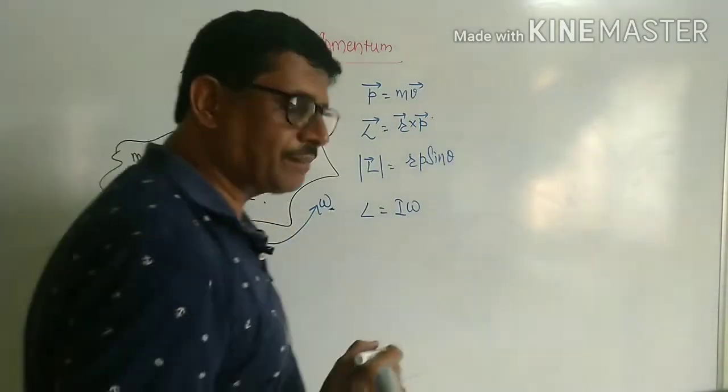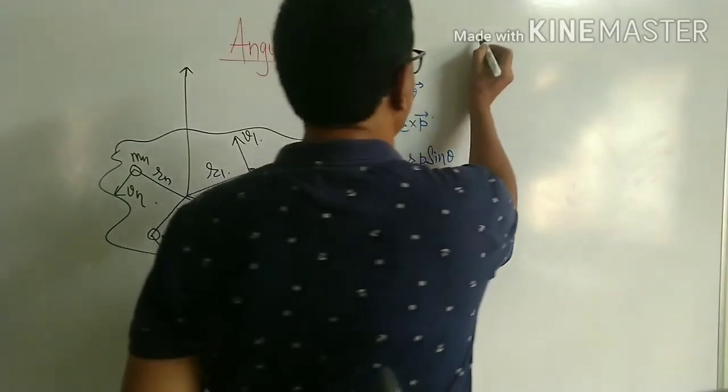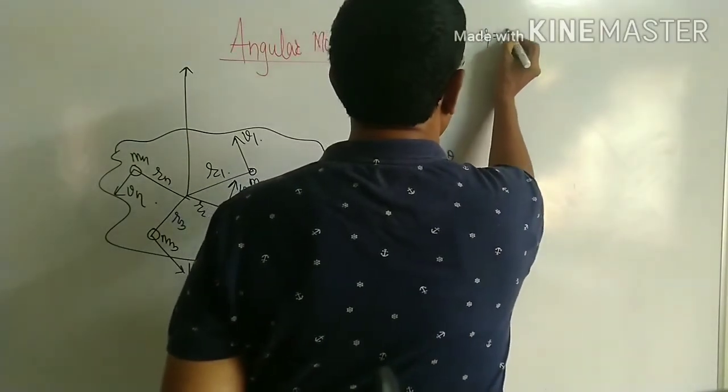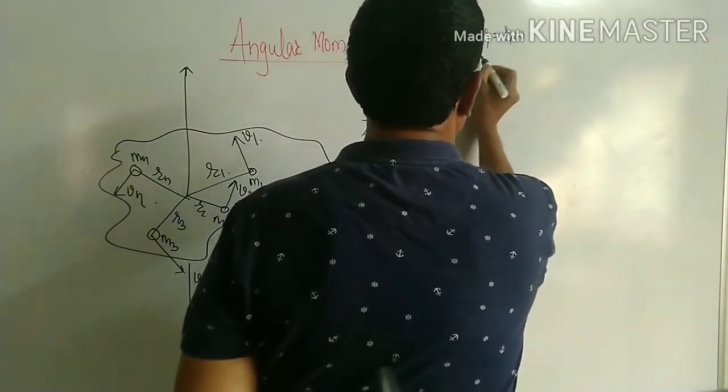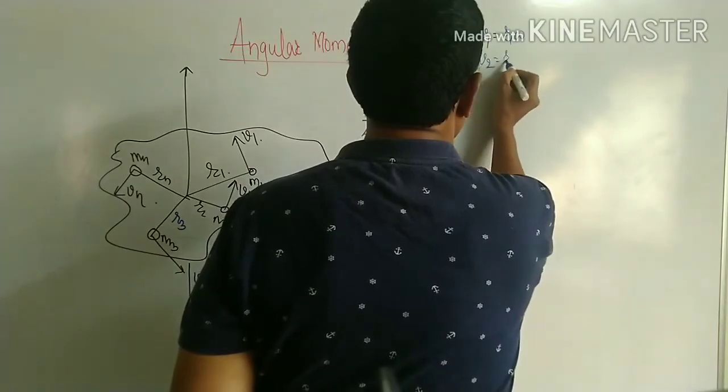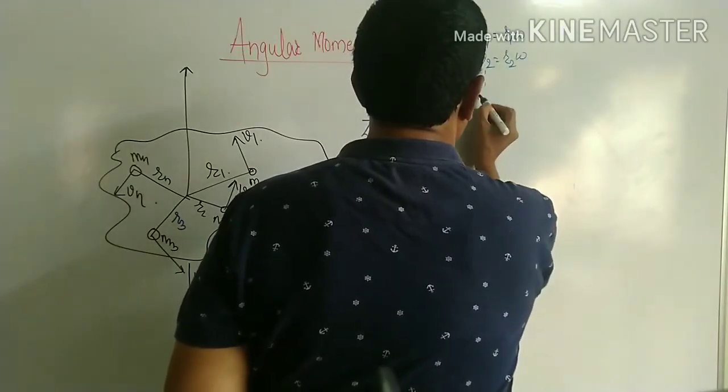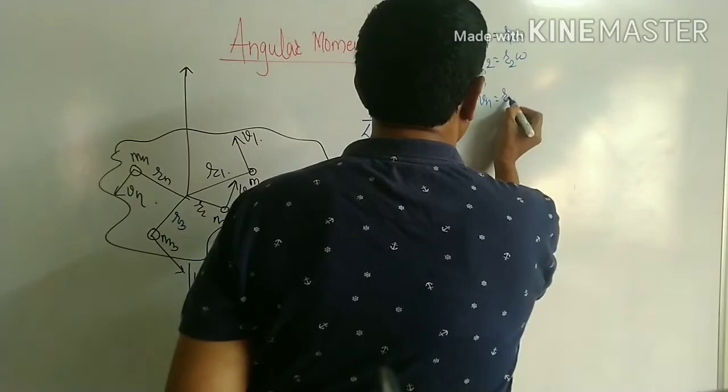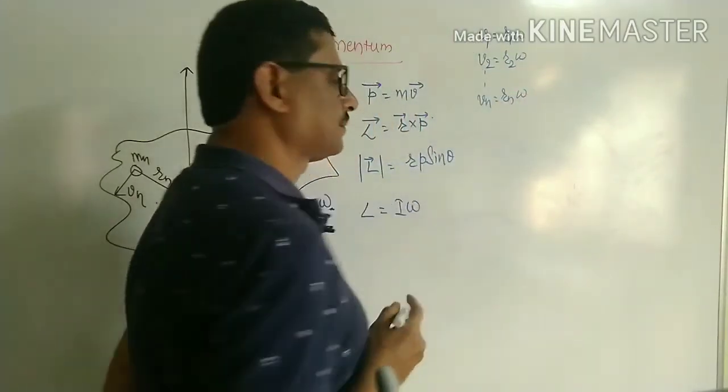every particle of the rotating body performs circular motion with the same angular velocity omega. At the same time, every particle has a tangential velocity given by v1 equals r1 omega, v2 equals r2 omega, and so on, vn equals rn omega.